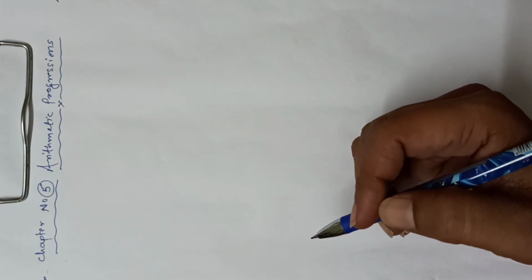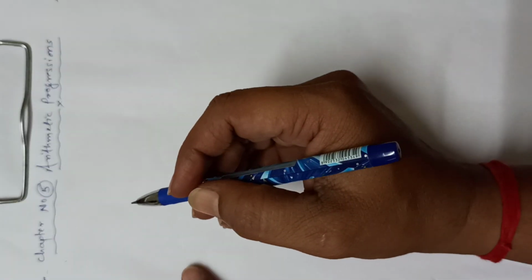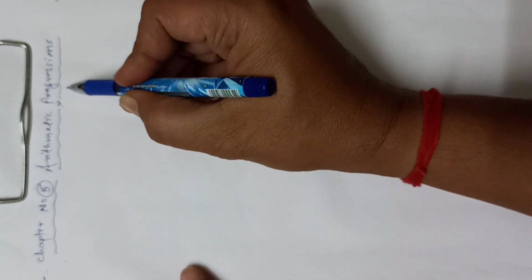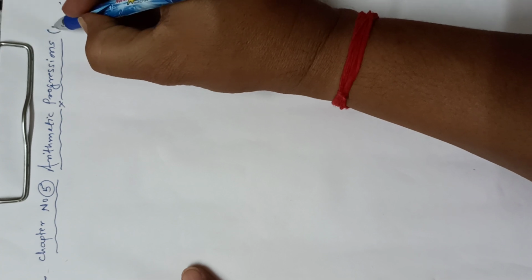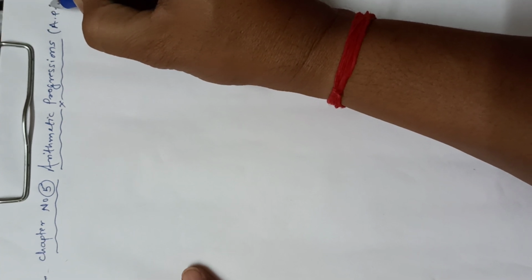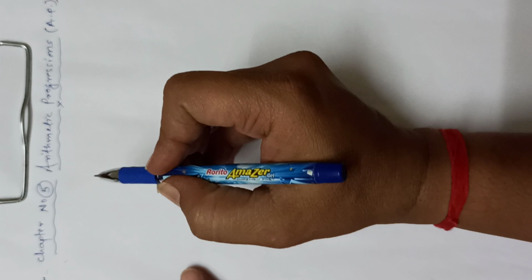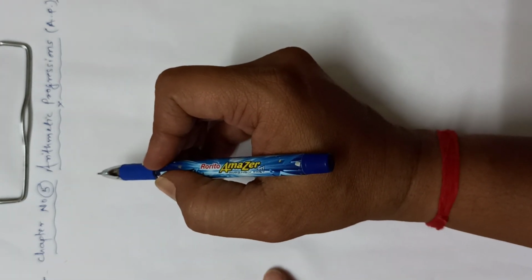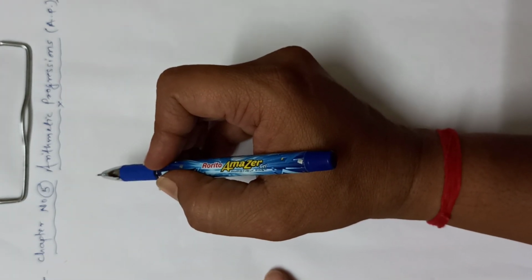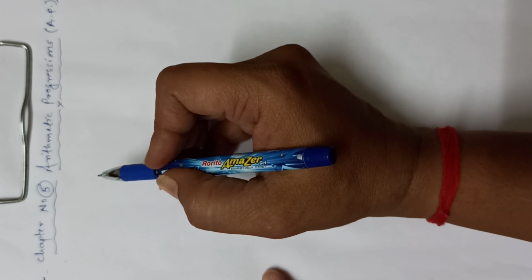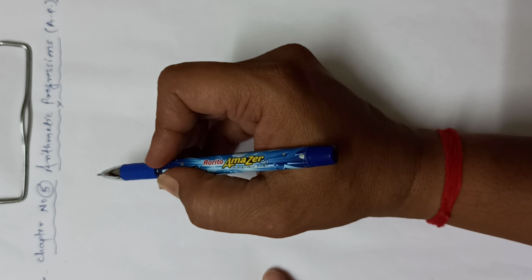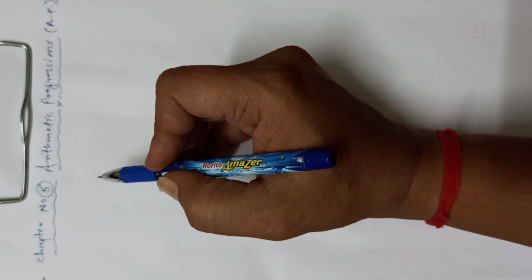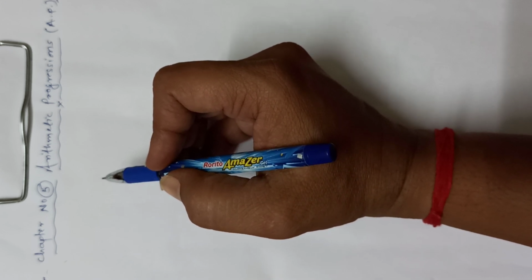Good morning, students. Today we are going to start chapter number 5, Arithmetic Progressions. The short form of arithmetic progression is AP, so from here onwards we are going to call it AP. What we are going to learn here: what is a sequence, what is a series, and what is the definition of arithmetic progression. This we are going to learn in this session.